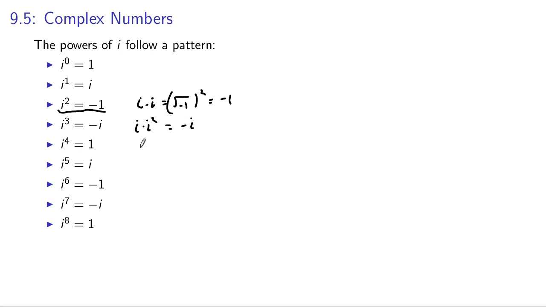i to the fourth would be i cubed, which is negative i times i. Maybe I shouldn't skip a step. i times i cubed, so that's i times negative i, which would be the same as negative i squared by rearranging the negative 1 and the i's. And i squared is just negative 1, so you have negative 1 times negative 1, which is 1. i to the fifth is i because we multiply 1 by i. i to the sixth is negative 1 because i times i is negative 1. i to the seventh is negative 1 times i, negative i. i to the eighth is negative i times i, which is 1, like i to the fourth.